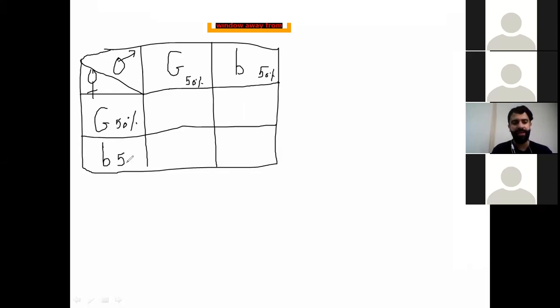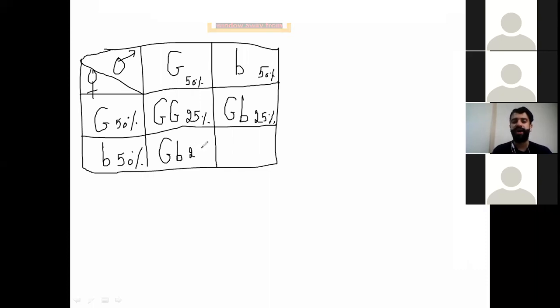Moving forward, Aline. First step, G times G, it will be G, G, right? So what is the percentage? We cross the zeros, 5 times 5, it will be 25%. Then G times B, GB, percentage 25%. Very good. Then G times B down here, it will be GB. We always start with the dominant, 25%. And the last one will be BB, 25%.